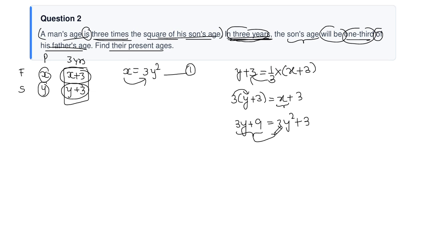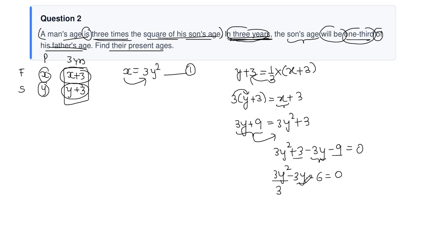Take both the terms to the right hand side. So 3y square plus 3, 3y becomes minus 3y, plus 9 becomes minus 9, equal to 0. If we rearrange the terms, 3y square minus 3y plus 3 minus 9, which is minus 6, is equal to 0. We can see that each number is divisible by 3.